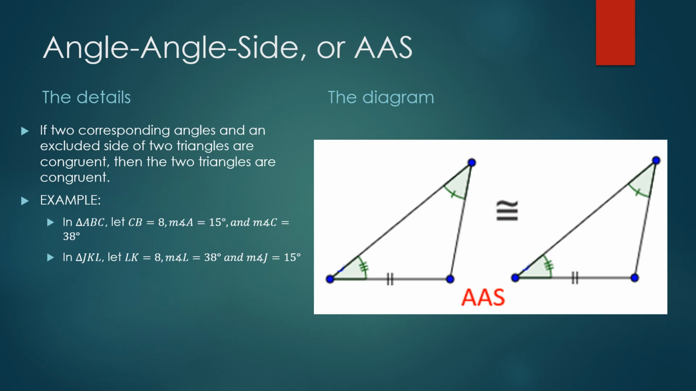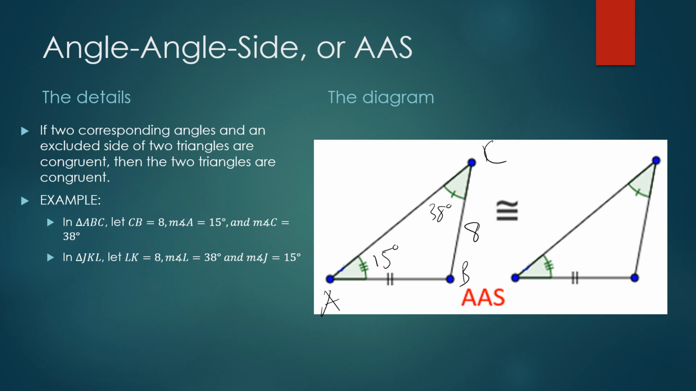Okay. So we have triangle ABC. We have the measure of angle A and the measure of angle C. Since we know the two angle measurements, we'll let that be A and C, and this must be B. A is 15 degrees, C is 38 degrees. We also know that CB, which is this side, is 8. Okay?